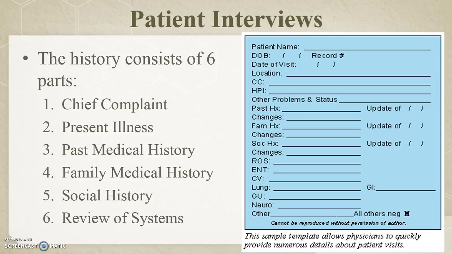Your social history includes your lifestyle patterns that could affect your health status, such as smoking, drinking, recreational drugs, occupation, marital status, sexual preference, diet, exercise, and sleep habits. And last, we have the review of systems. This is typically performed by the physician.